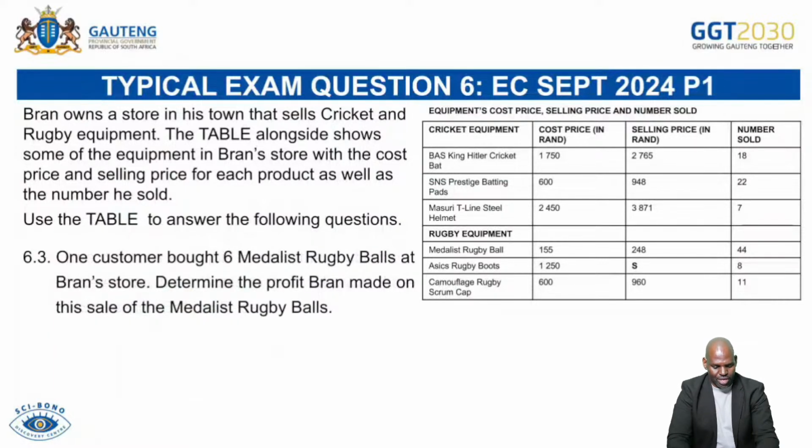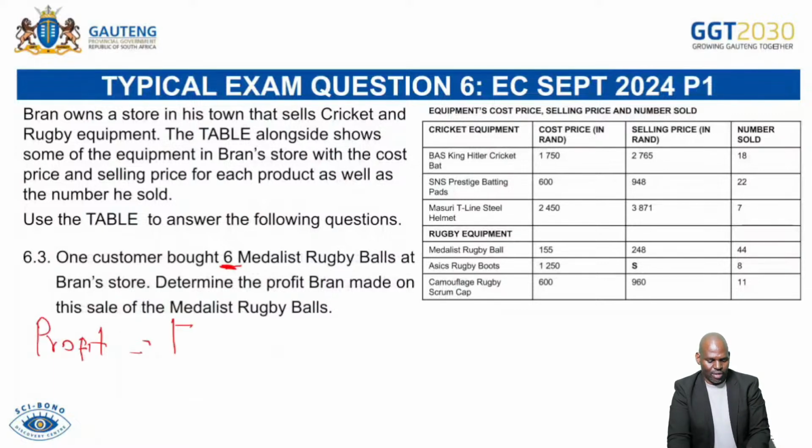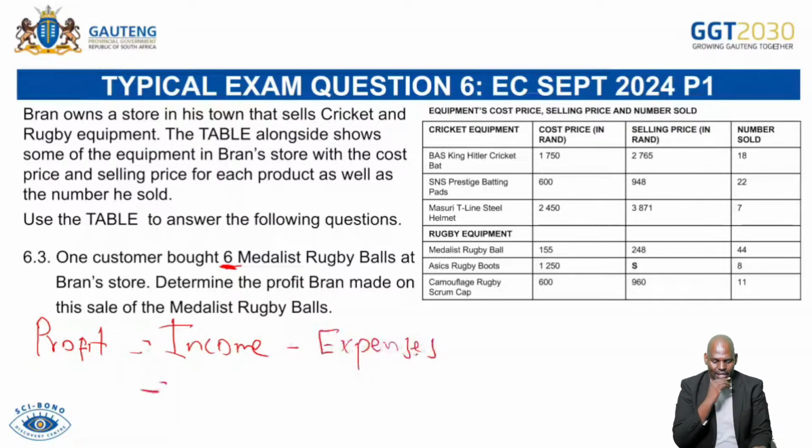Okay, then 6.3. One customer bought 6 medalist rugby balls at Brand Store. Determine the profit Brand made on this sale of the medalist rugby balls. So 6 medalist rugby balls were bought. So we have to look at how we calculate a profit. A profit, we must take income and subtract expenses. Income minus expenses.